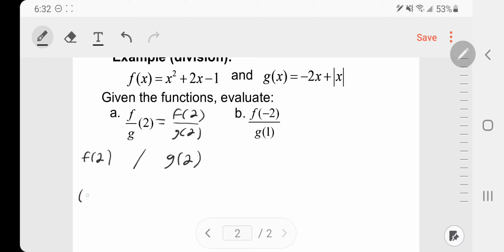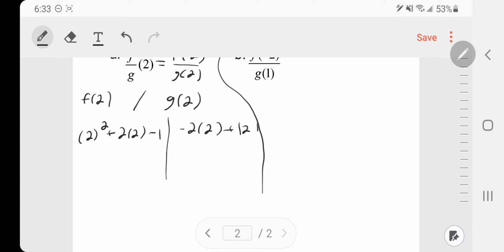Okay, so f of 2, we got 2 squared plus 2 times 2 minus 1. And then g of 2 is going to be negative 2 times 2 plus the absolute value of 2. Okay, so we get 4 minus 1, we get 7. Okay, here we get negative 2 plus 2, or sorry, negative 4, is what I meant to write. Negative 4 plus 2, all right, which gives me negative 2.